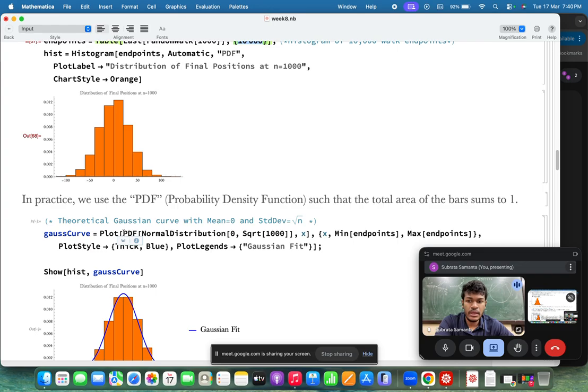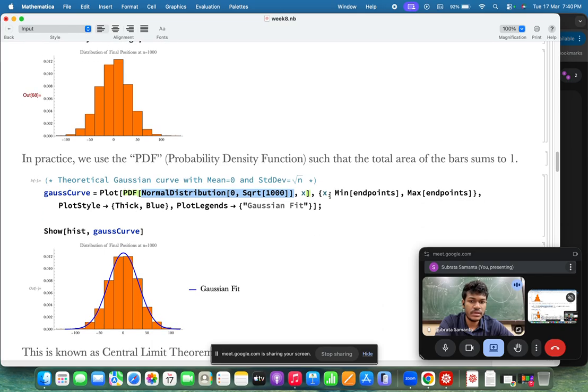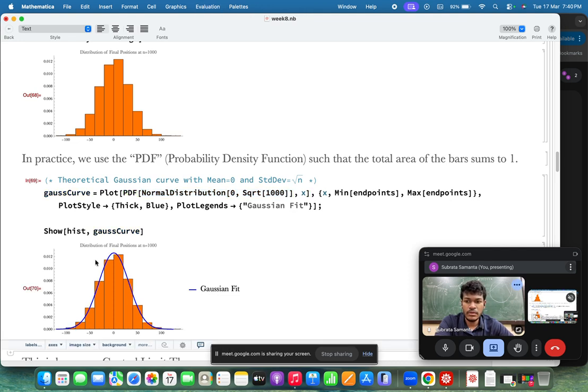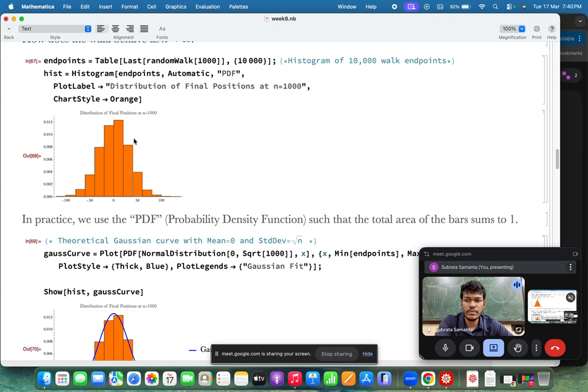And so I basically plot a PDF, the probability density functions for these distributions, the normal or Gaussian distributions, and my range is basically from the minimum of the endpoints to the maximum. So, if you see that, this is a pure Gaussian, and the histograms are basically this.